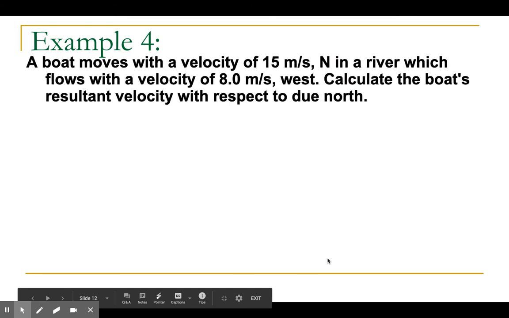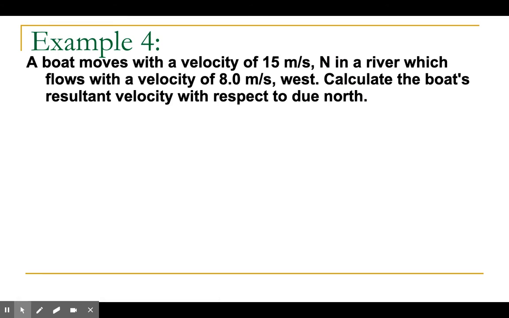So example 4. A boat moves with a velocity of 15 meters per second north in a river which flows with a velocity of 8 meters per second west. Calculate the boat's resultant velocity with respect to due north. So we see a change here. The values are now meters per second. Velocity is also a vector. We can prove it's a vector because we can denote in our example the magnitude, the units, and a direction.